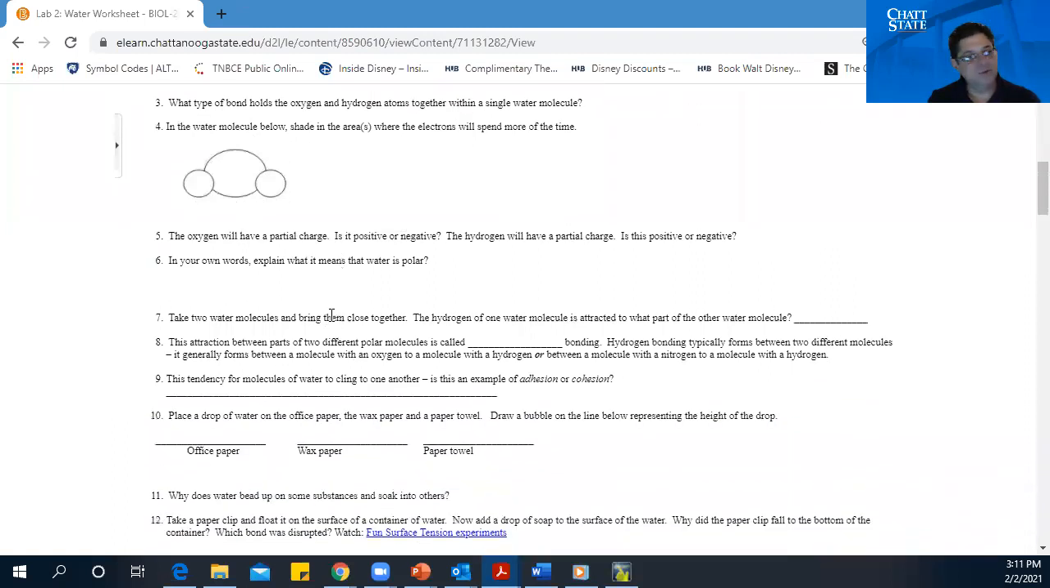Okay, so moving on to number 5. Oxygen will have a partial charge. Is it positive or negative? Negative. It's negative because it's more negative. We already said it's more negative. It's not a solid negative, it's just more negative. Whereas the hydrogens would be less negative, which means it would be known as partially positive.